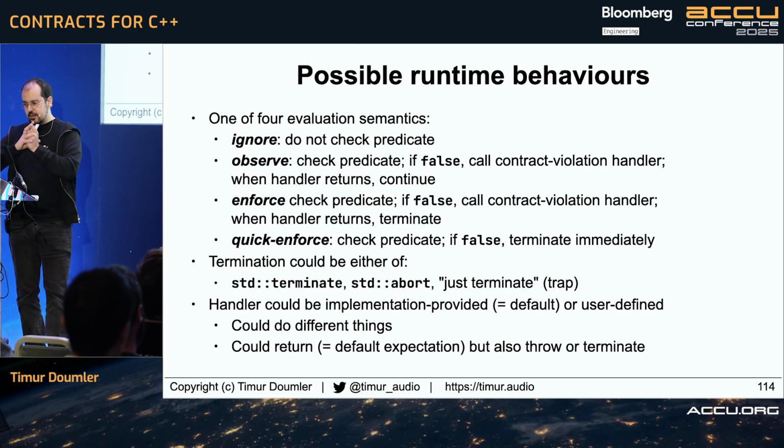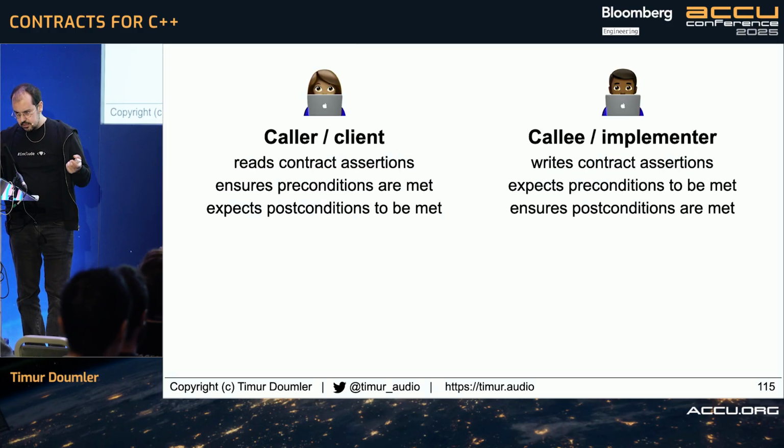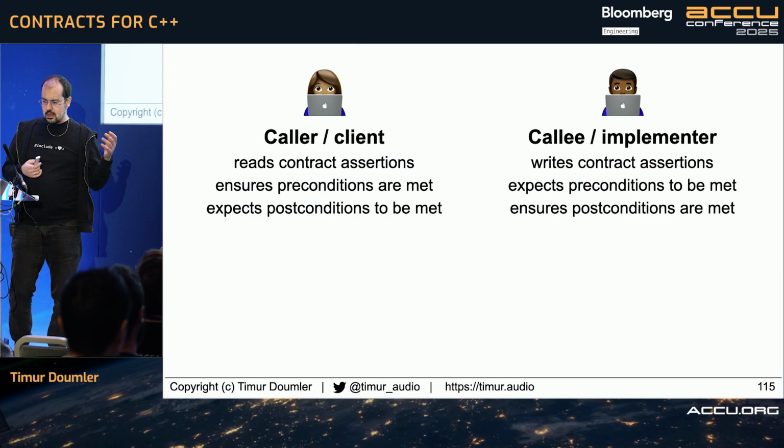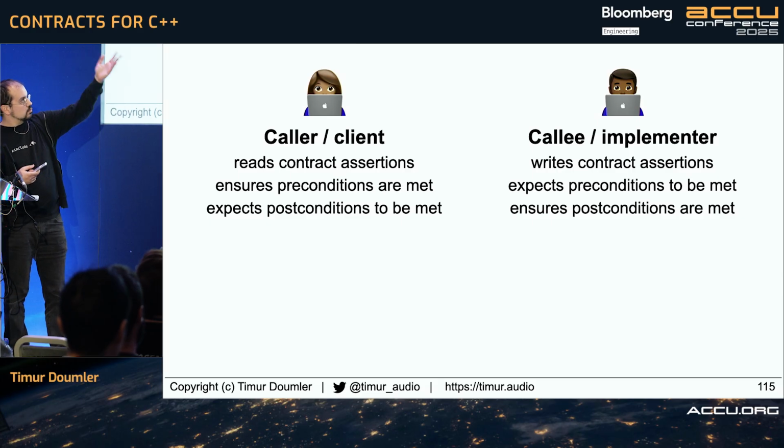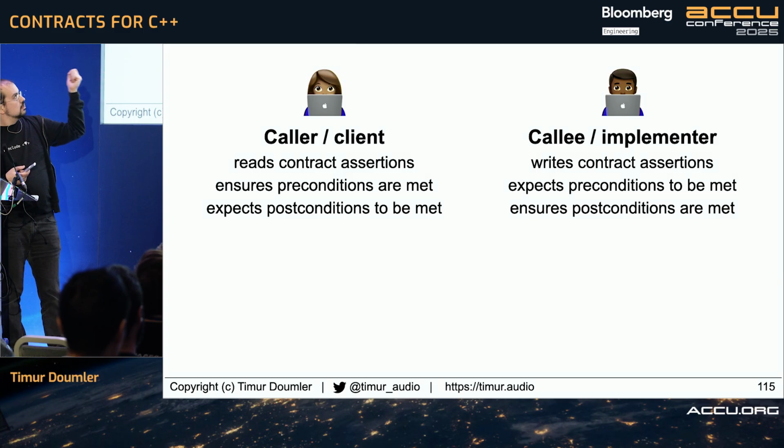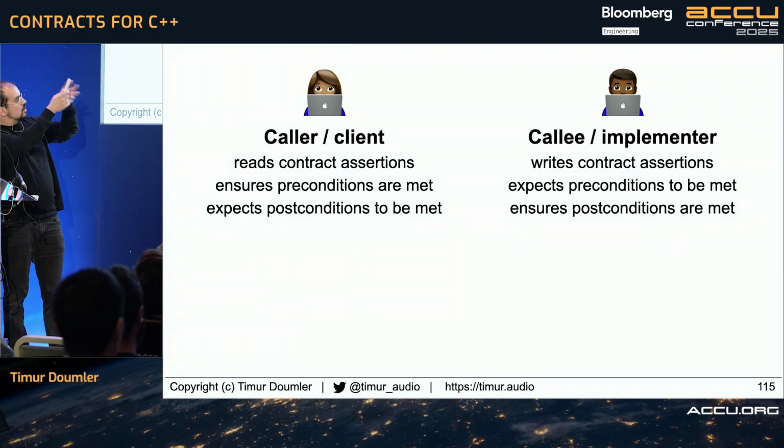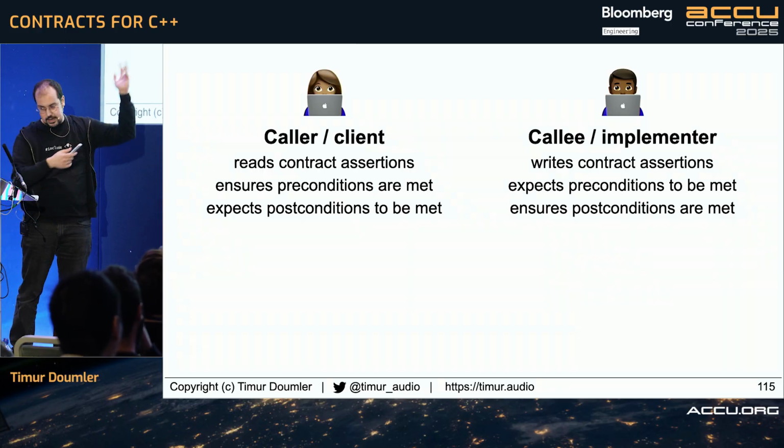So you get all of these different possible runtime behaviors, and this is really the novel thing here. Contract assertions provide this separation. On the one hand, you have the separation into a caller and callee, so a person writing the function and a person using it. And depending on who you are, you either ensure the precondition, expect the postcondition, or the other way around. So that's kind of a symmetric thing. That's the contract aspect of it.